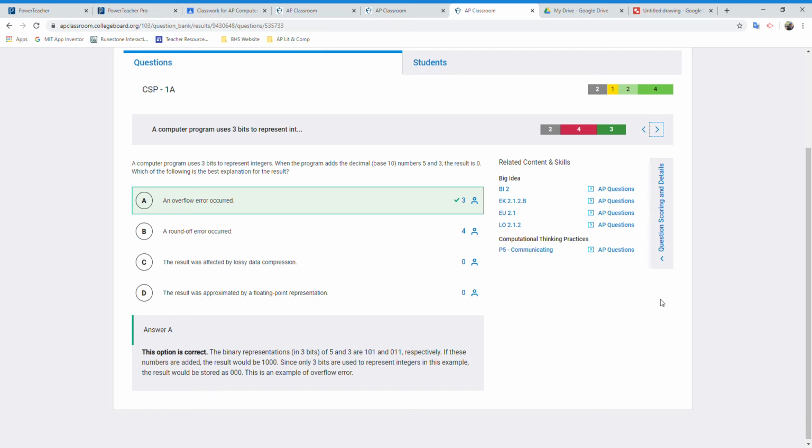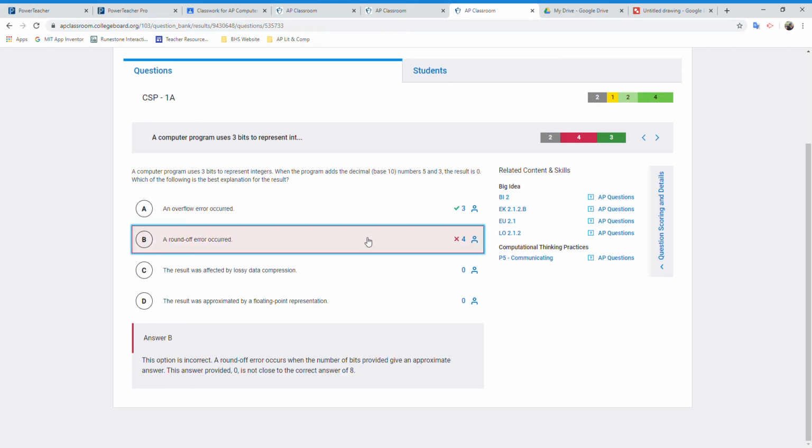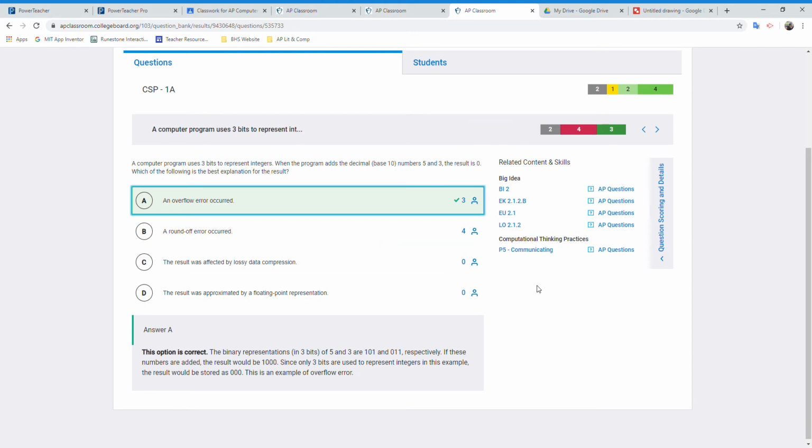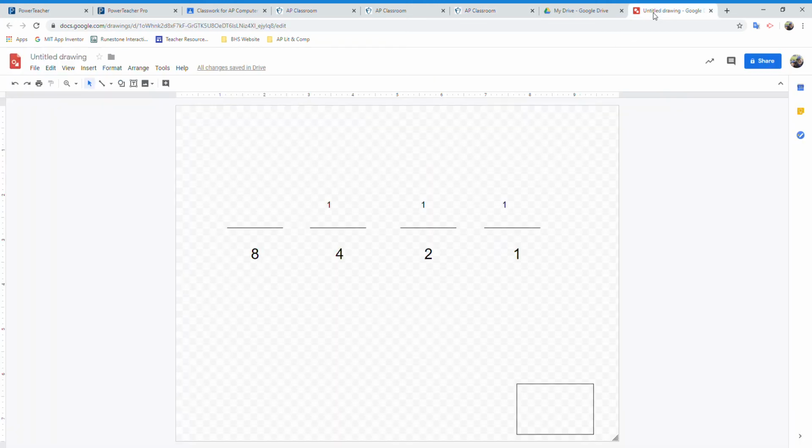The next thing, take a look at this one. A lot of people got the round off error versus the overflow error. It's tricky. But the question is 3 bits to represent integers. Now we're dealing with decimal or base 10 values of 5 plus 3. 5 plus 3 together adds up to 8. And the answer it gave us was 0. And the correct answer is that was an overflow error. It's a little tricky to explain without visuals, so I made one for you.